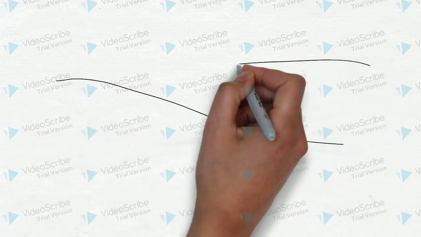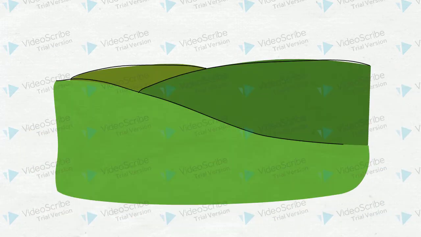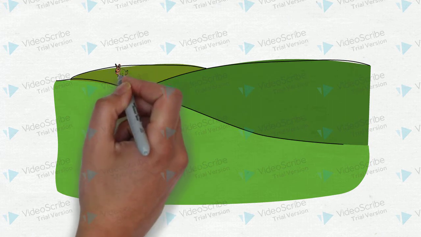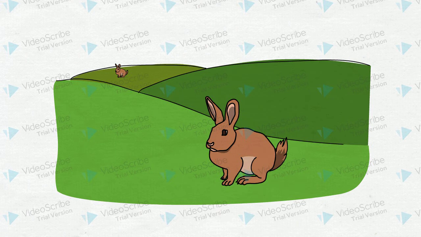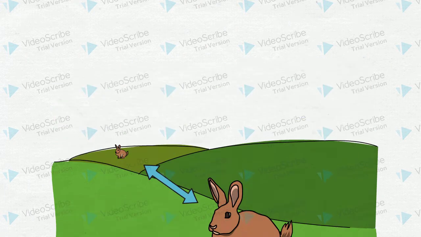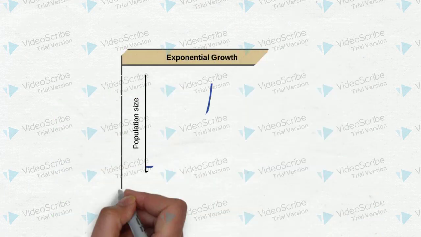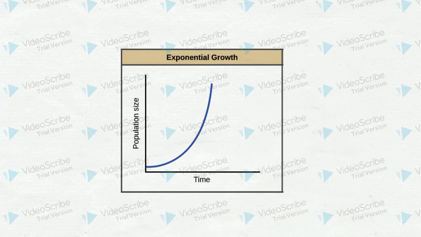Population growth will start off relatively slow due to the lack of reproducing individuals who might be widely spaced out, such as these two little bunnies. As the population increases, the rate of growth also goes up, which results in a J-curve, slow at the start and speeds up over time.